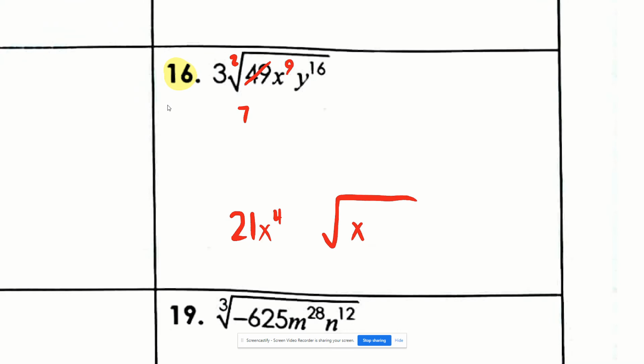Now, how about the y? How many times will 2 go into 16? Well, 2 goes into 16 8 times. So y actually gets to escape 8 times. And again, 2 times 8 is 16. 16 of those y's were able to escape. Well, there are only 16 of those y's. That means that every one of them got to escape, so you do not leave any inside. So the only thing that's left inside is x. So my answer is 21, x to the 4th, y to the 8th, times the square root of x. I hope that makes sense.